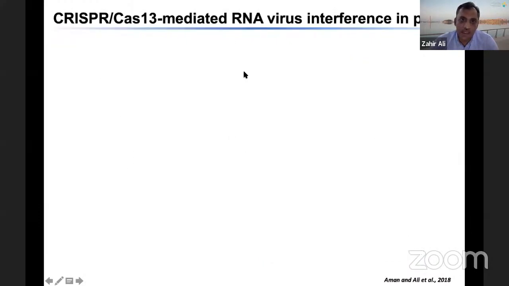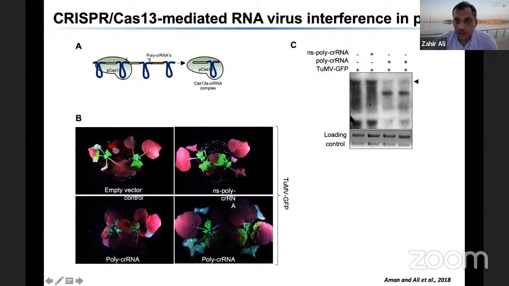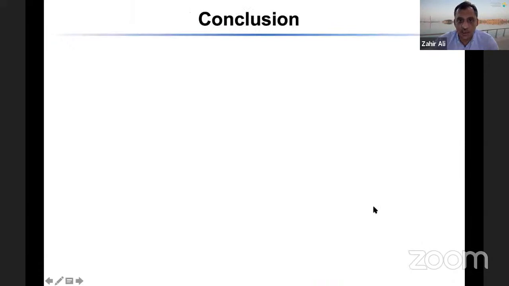We also use this system with the Cas13 to provide resistance against RNA viruses, and the Cas13 can process the gRNAs, so you can produce multiple gRNAs against the RNA viruses, and then it can target the virus, and there is no accumulation compared to the wild type, so the virus is not accumulating anymore in these plants. And here you can see the plants are providing very good resistance against these viruses when we are expressing this system.